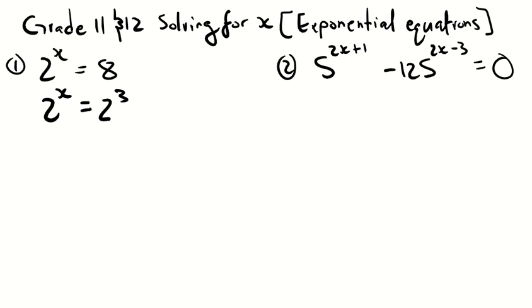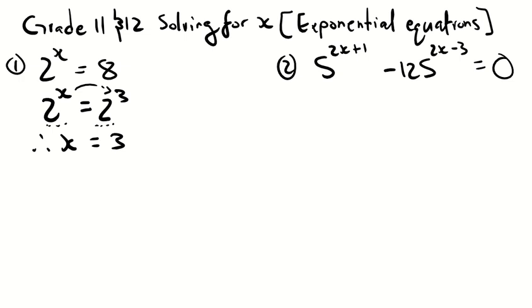So when bases are the same, the exponents are equal. So you're going to say, therefore, x is going to be equal to 3. So again, when bases are the same, the exponents are equal. Okay, let's go to the next one.